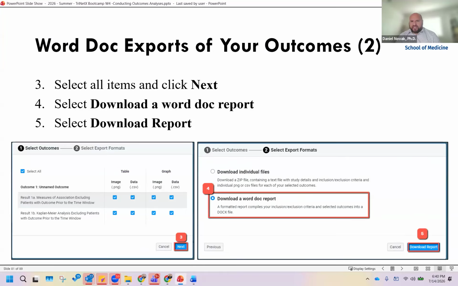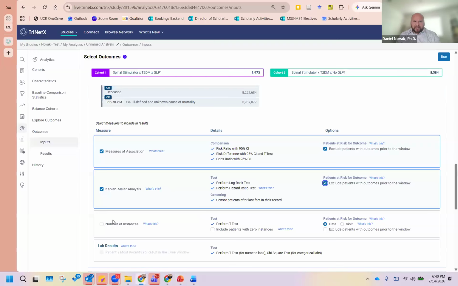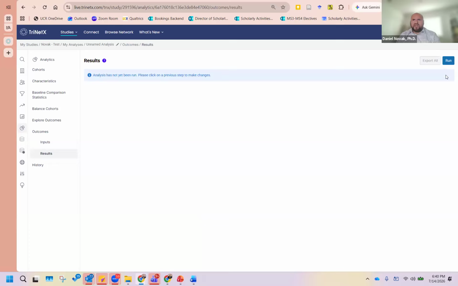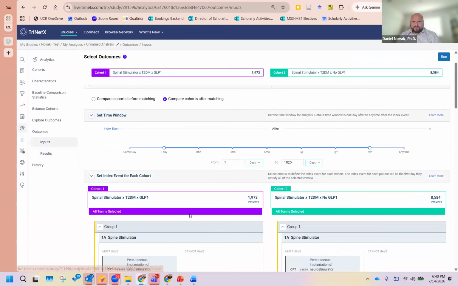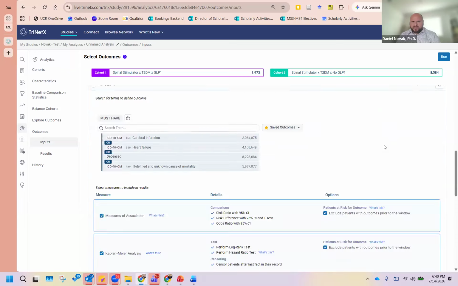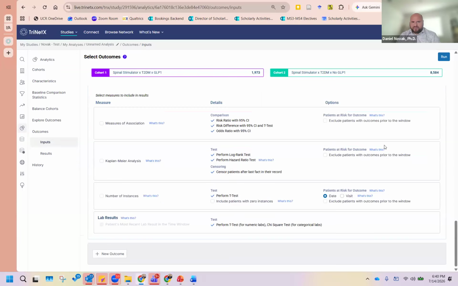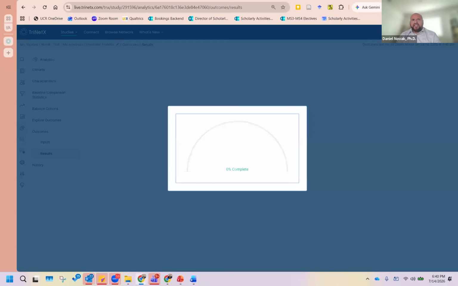So when you press this button in TriNetX, it says export all on your results page. I'll run this, but you can see the button is located right here next to the run button on the results. I must have forgotten this. Just give me one moment. Oh, yeah, there we go. Gonna run that while we're talking.